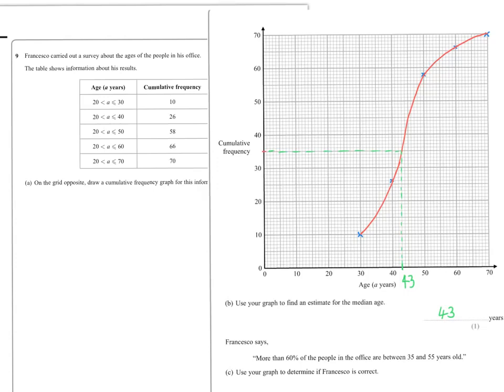Question 9. Francesco carried out a survey about the ages of people in his office, and there's a table below showing the cumulative frequency and the age, A, in years. On the grid I've already drawn the cumulative frequency curve, so I've just plotted the end points versus the cumulative frequency for each one to create my coordinates.